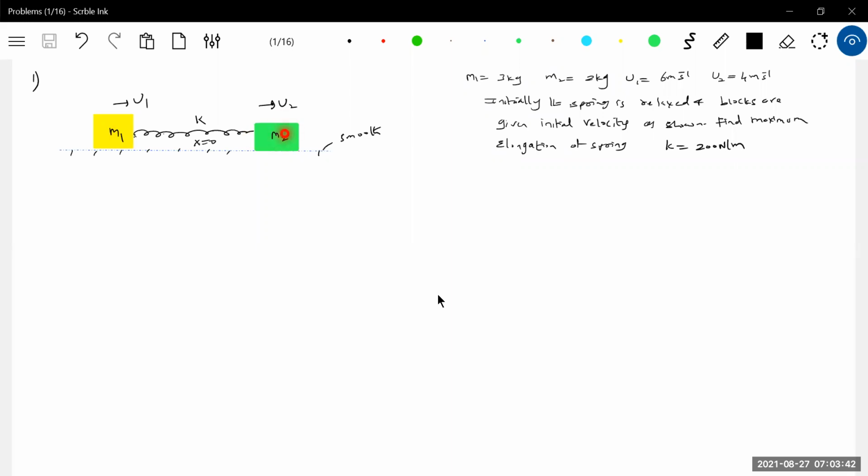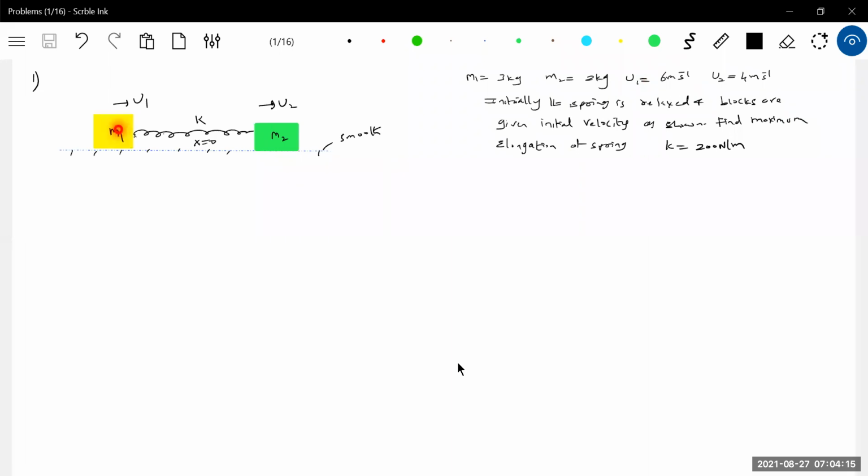Now look at the momentum, m2u2. m2 is 2 kg, and u2 is 4, so 8 Newton second is the initial momentum of this block. What about the block m1? 3 into 3, that is 9... no, 3 into 6 is 18. So 18 Newton second will be the momentum of this particular block.